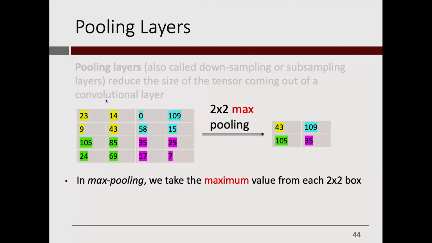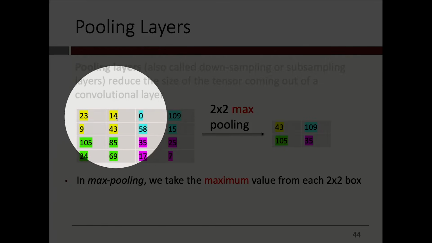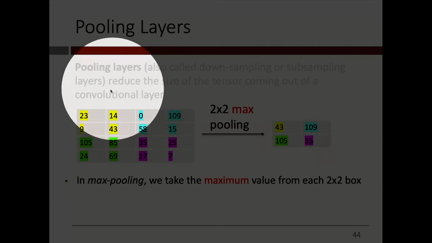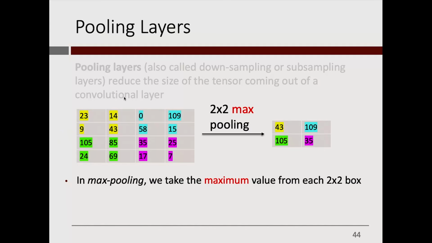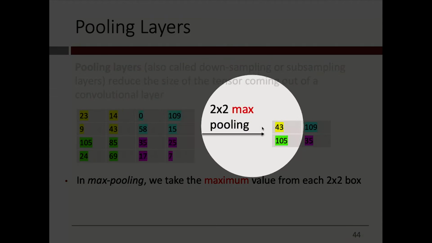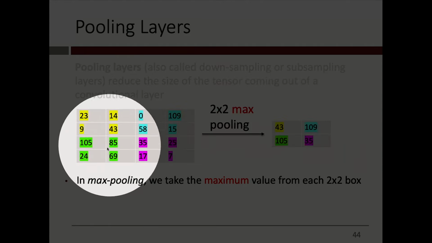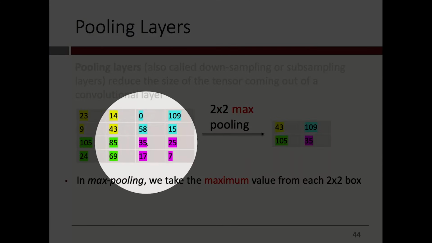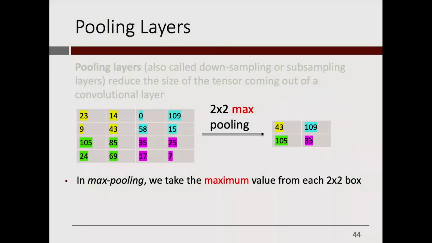We superimpose a 2 by 2 empty grid on the top left, and then we ask, what's the biggest number among these 4 numbers? The biggest number is 43, so I stick a 43 here. Then I move my 2 by 2 to the right so that it overlaps with these numbers in blue, and I ask, what's the biggest number here? That's 109. And I move it down. What's the biggest number here? 105. Stick it in here. The biggest number here, 35, and I stick it in there. That's it. This is max pooling.